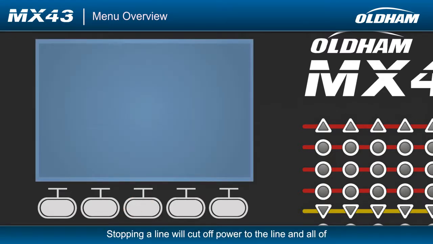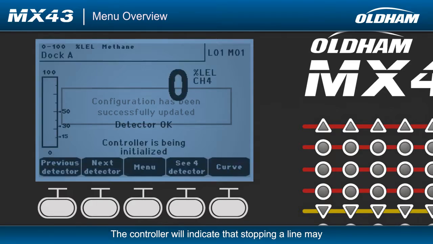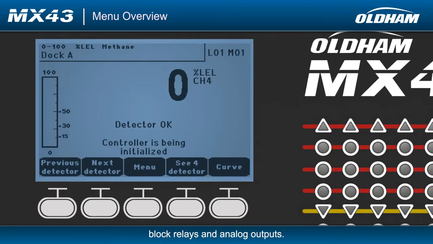Stopping a line will cut off power to the line and all of the modules connected to that line. The controller will indicate that stopping a line may block relays and analog outputs.